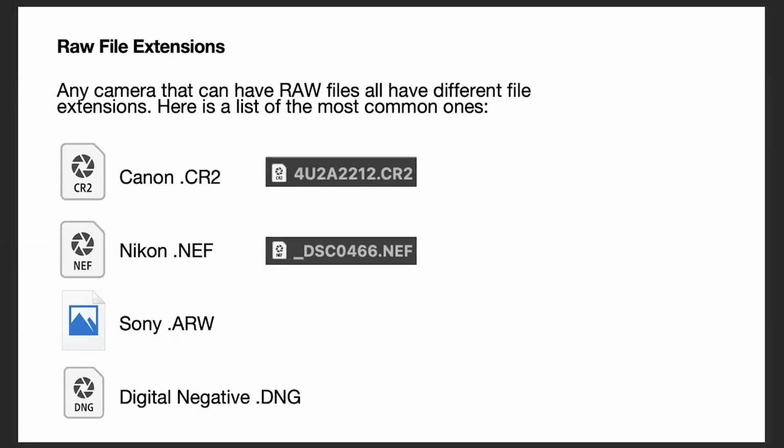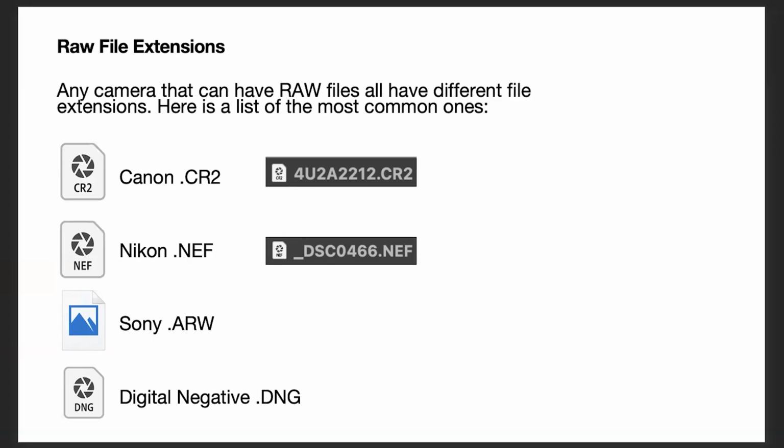Raw file extensions. Every make of cameras, every manufacturer has different file extensions. So this is a list of the most common ones you would see. Canon is .cr2. This is what you will see with the school cameras, and the screenshot next to it shows what the file name would look like. It is always going to be a series of numbers and then .cr2.